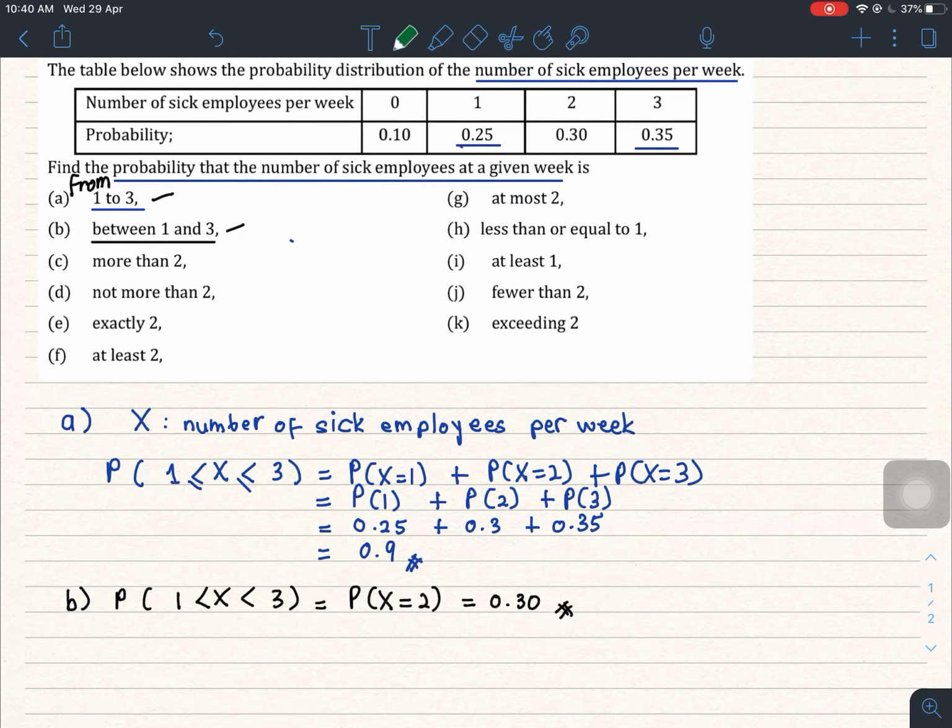Now, part C. Part C is more than 2. More clearly means greater than. So X more than 2, with no equivalent sign, is equal to P(X = 3), which is 0.35. Straight away you get the answer.